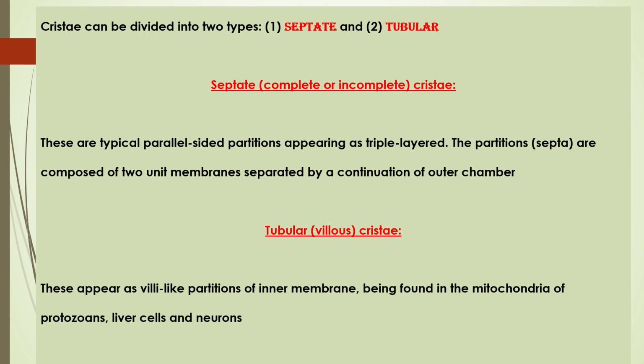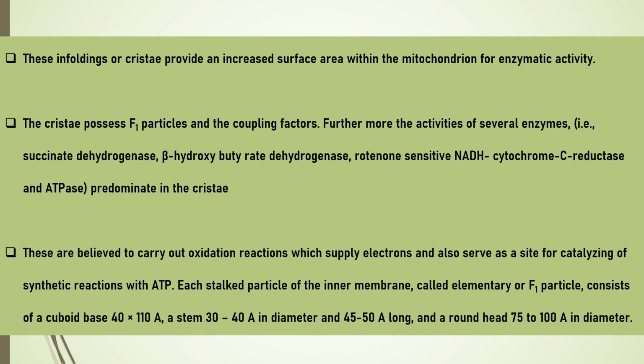The next one is the tubular ones or the villus cristae. These appear as villi-like partitions of inner membrane being found in the mitochondria of protozoans, liver cells and neurons. These enfoldings of cristae provide an increased surface area within the mitochondria for enzymatic activity. The cristae possess F1 particles, as we have just now discussed, and coupling factors.